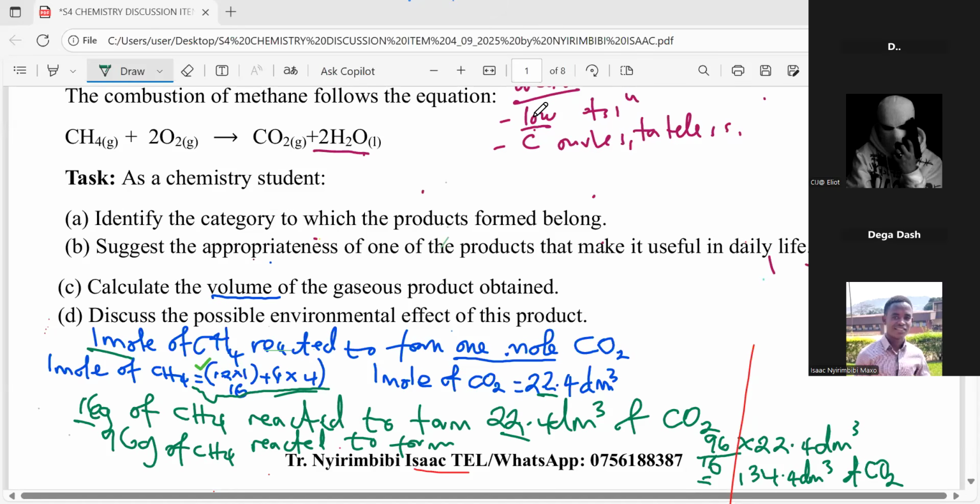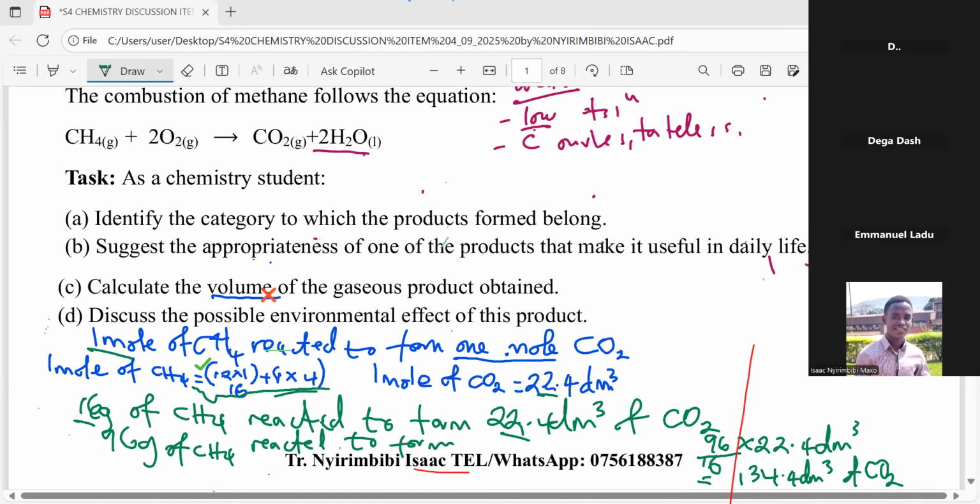Yes. She was asking, they say the property that makes it useful. You are not very clear. You repeat. Pardon.